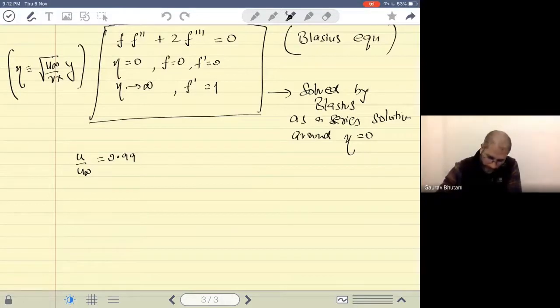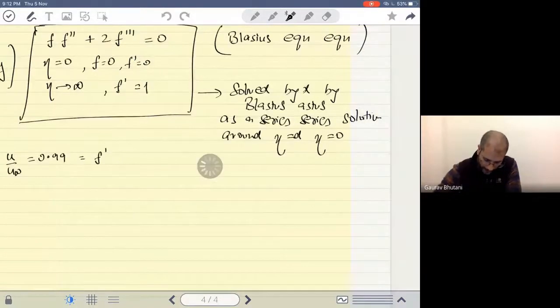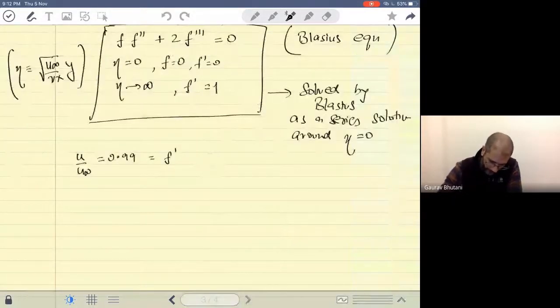If we do that, this means that our f prime is equal to 0.99, because remember u upon u infinity was f prime. Since we know that f is a function of eta, we can find f prime as a function of eta, put that equal to 0.99, and we get the value of eta corresponding to that. That corresponds to eta approximately 5.0 for this flat plate situation.